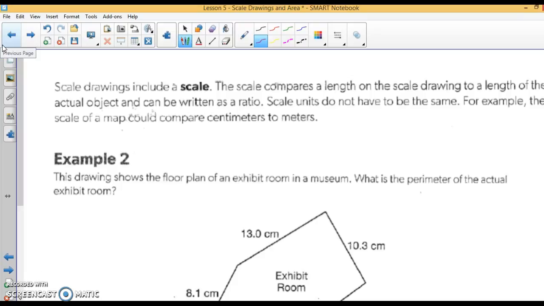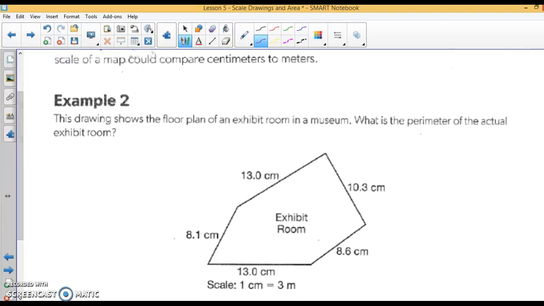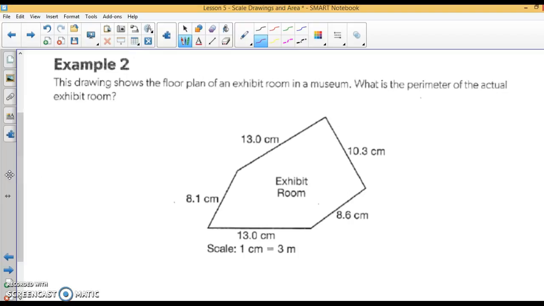Scale drawings include a scale. The scale compares the length of the scale drawing to the length of an actual object and can be written as a ratio. Scale units do not have to be the same. So we can do centimeters to meters or inches to feet or whatever. This drawing shows the floor plan of an exhibit in a museum. What is the perimeter of the actual? Well, look down here. 1 centimeter is 3 meters. These are all given to us in centimeters.